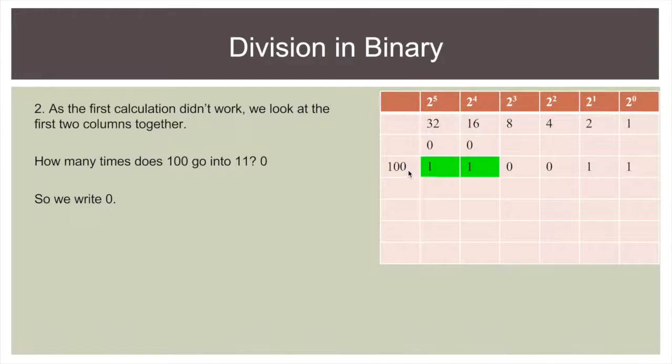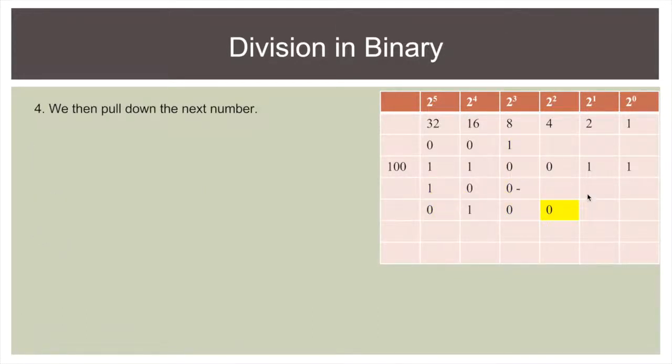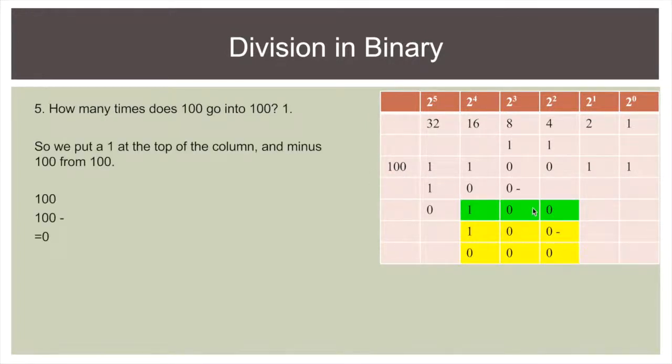So how many times does 100 go into 11? None. How many times does 100 go into 110? Once. And so we go 110 minus 100. The answer for that is 10. And then we pull down the 0, so we've got something to compare it to. 100 goes into 100 once. We minus 100 from 100, we get 0.